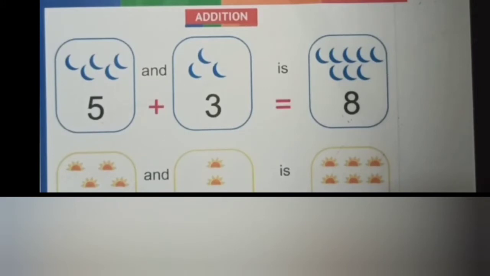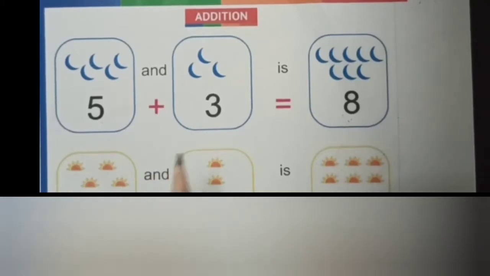Here on this page we have two sets with objects which we will add, and to add we have to count and make it into one set of objects. In the first box there are moons, and in the second box there are moons. When we add the moons in both the boxes, then we get the total number of moons in the last box.